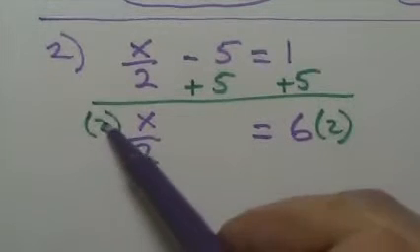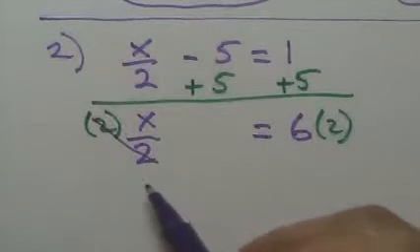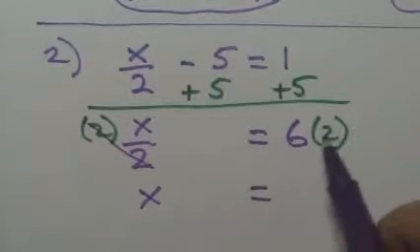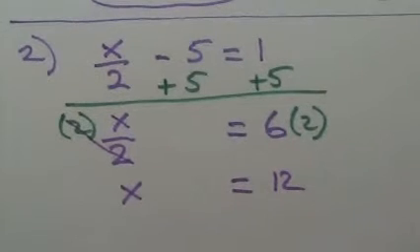So you can see that these will reduce to 1, and you're left with just the letter x. Keep the equals lined up. 6 times 2, that's 12.